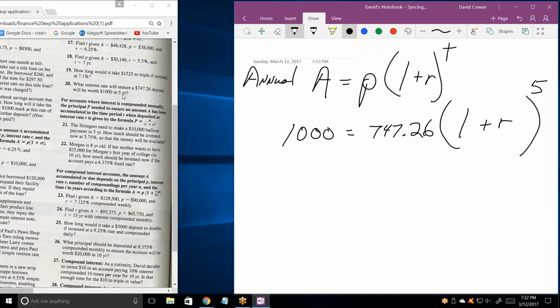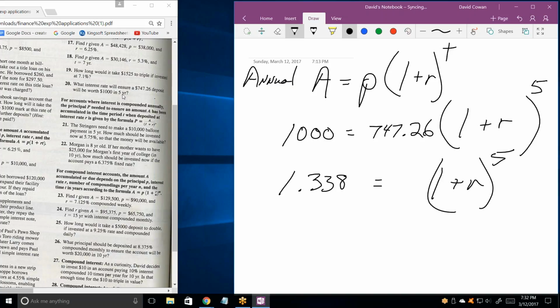Do that on your calculator. 1.33822. 1.338. Well, I got to round it off to something. I'll round it off to that. And that's equal to 1 plus r to the 5th.